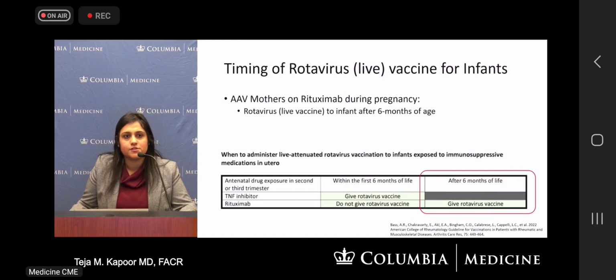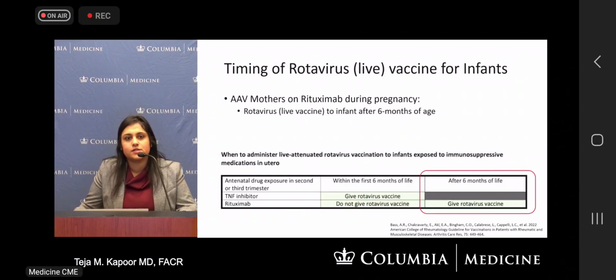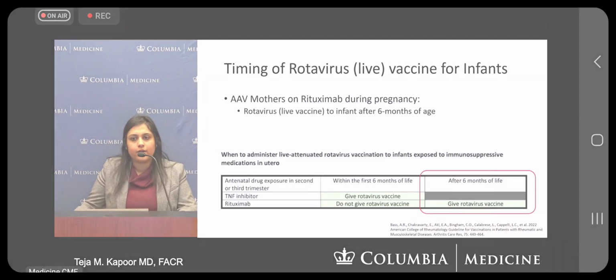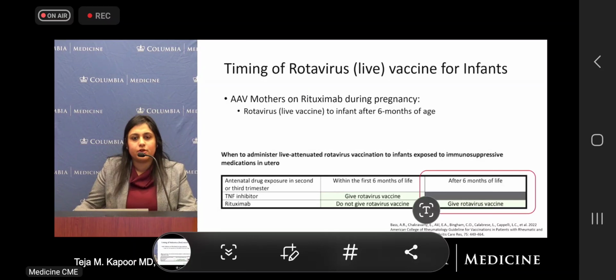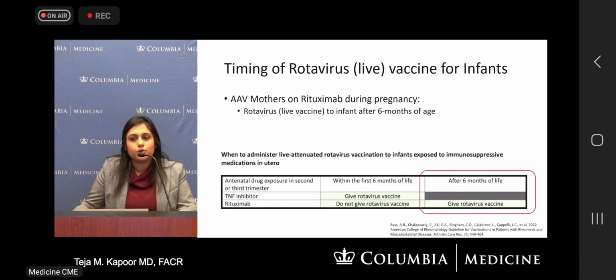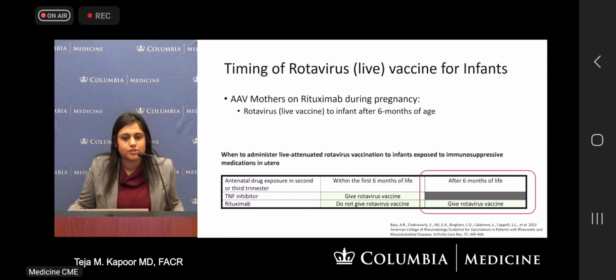So this is for ANCA-associated vasculitis mothers who are on rituximab during pregnancy. Just to be aware, and I tell this to my patients, that if they're receiving rituximab, rotavirus, which is a live vaccine that's given to newborn patients, I recommend deferring it until 6 months of life. So even according to the ACR guidelines, they've now published to give the rotavirus vaccine 6 months later. So I talk to the mother's child's pediatrician.